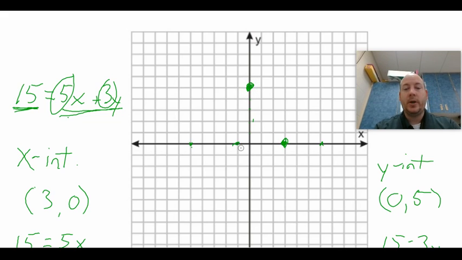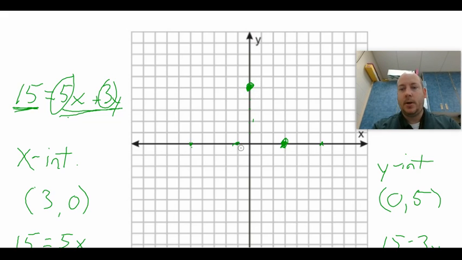Okay? So intercepts are nice when the equation's set up to use them, because a lot of times it's just mental math. What do I multiply 5 by to get 15? Well, that's 3. So my intercept is at 3 on the x-axis. What do I multiply 3 by to get 15? Well, that's 5. So my y-intercept is at the 5 on the y-axis.